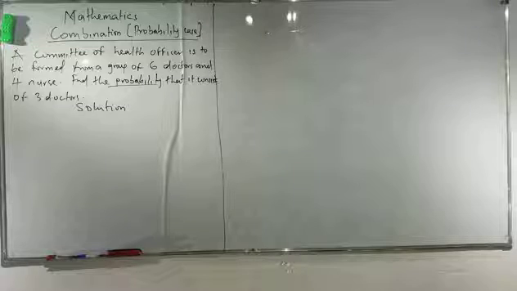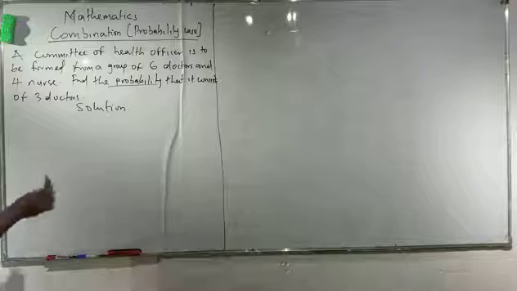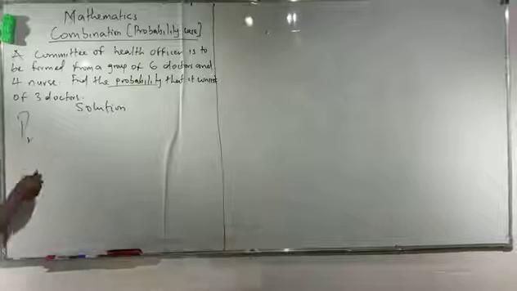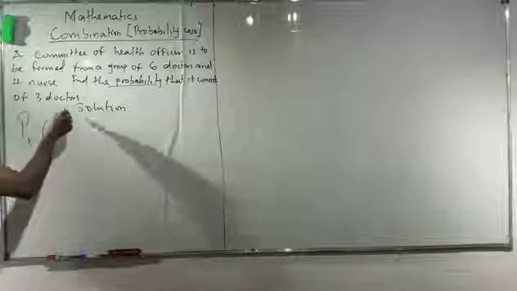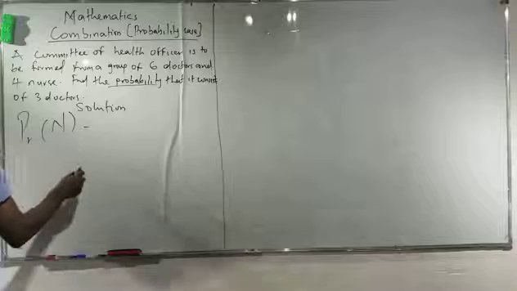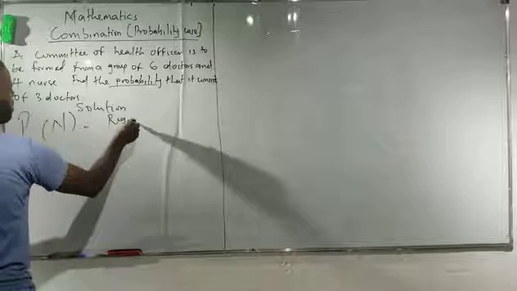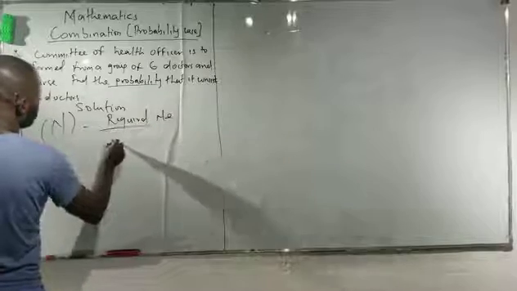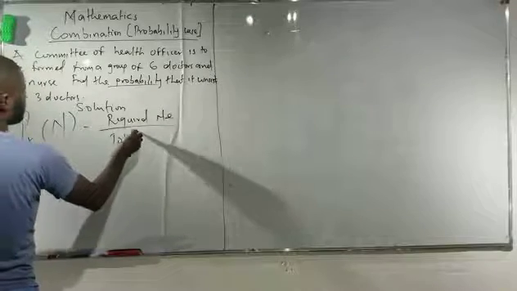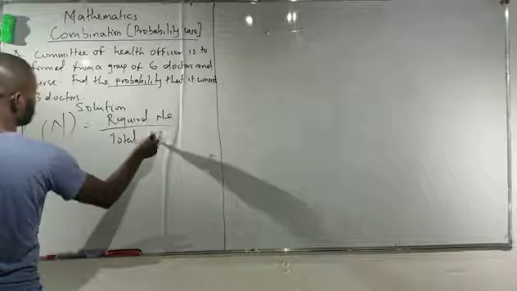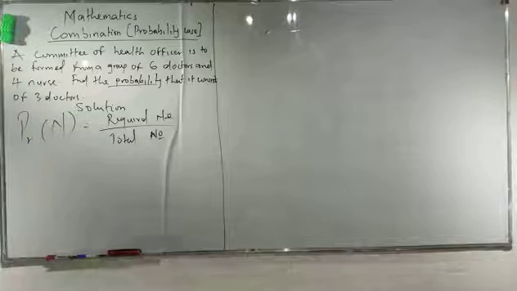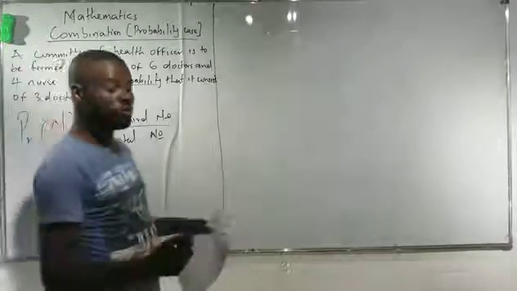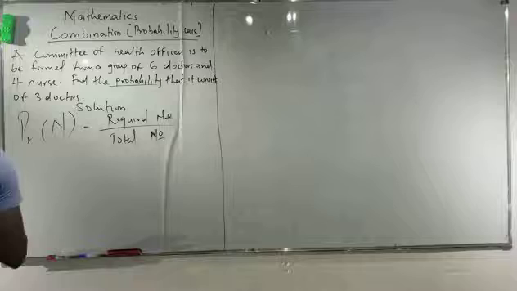If you have this type of problem, you have to think towards probability. And probability lets us know that the probability of a number equals the required number over the total number. Take note of this information, it's very important. Required outcome over total outcome, or possible outcome over total outcome, depending on how you pick it up.